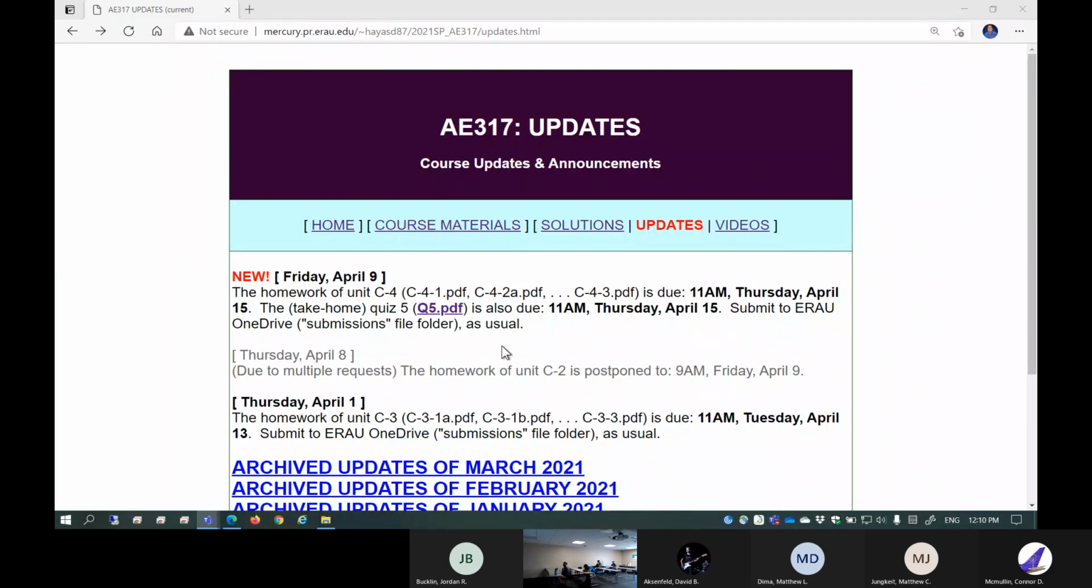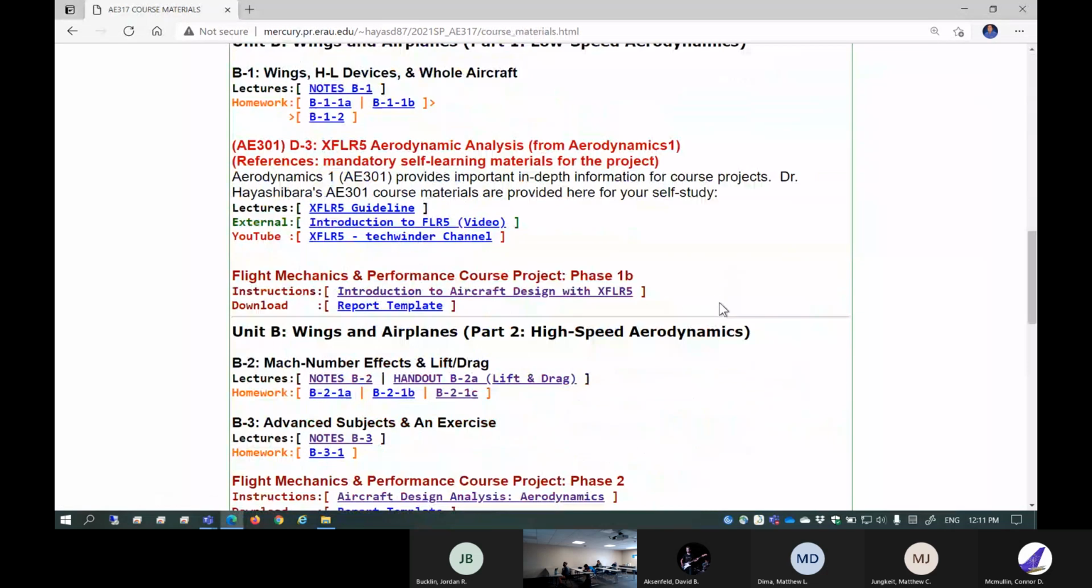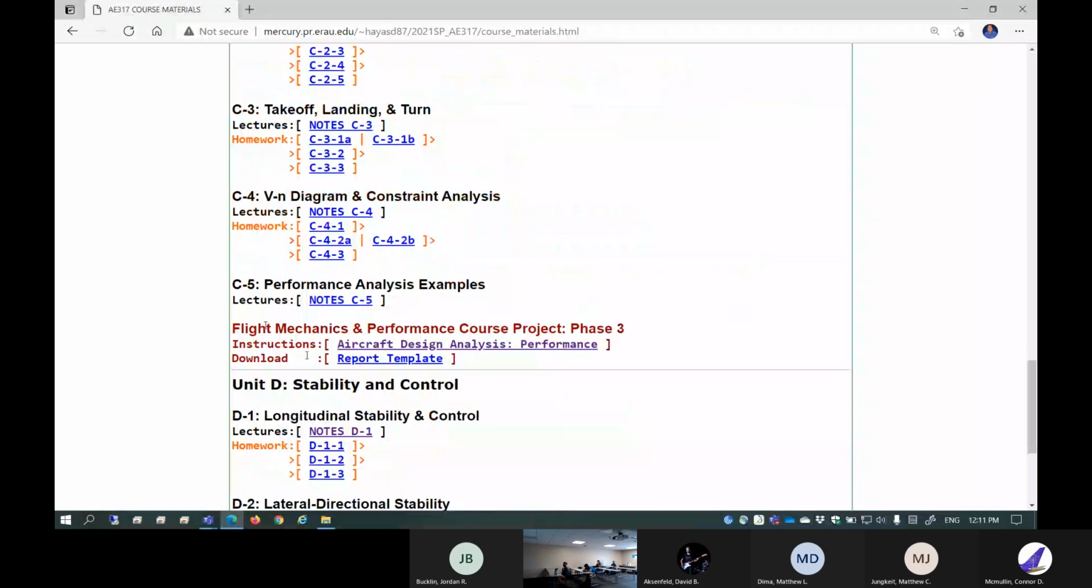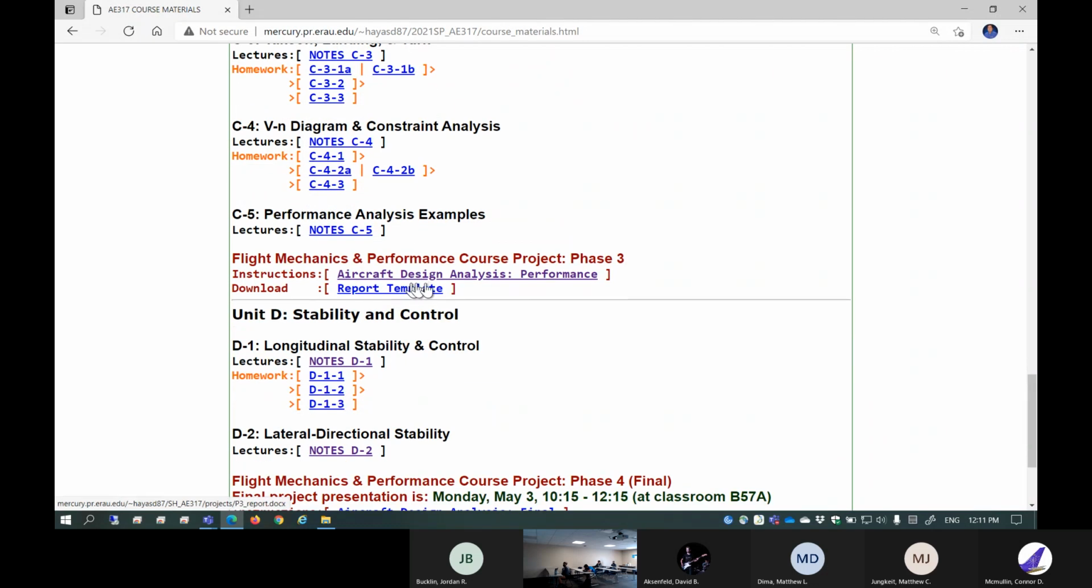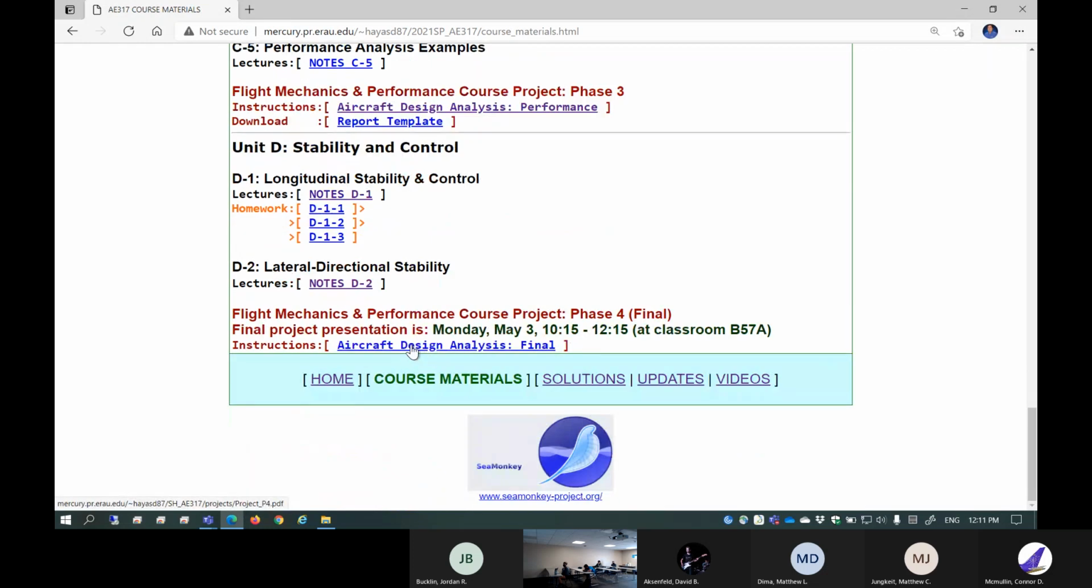Let's take a look at the course materials quickly. Today we are going to probably cover up to C5. C5 is a fairly short unit. Everything is just an example for your project. So the next thing to come is, of course, phase 3 of the project. Phase 4 is the final day, which is Monday, May 3rd.